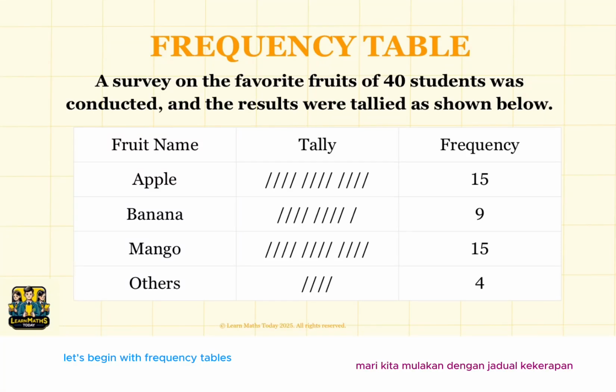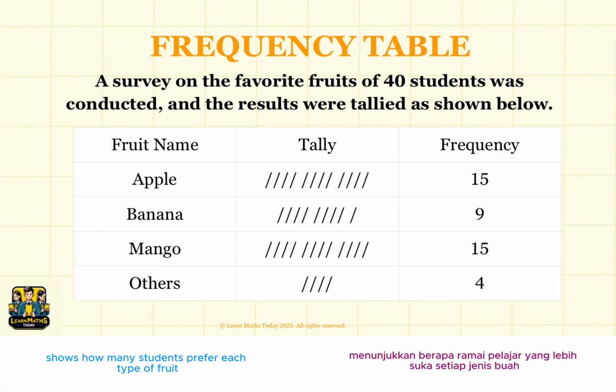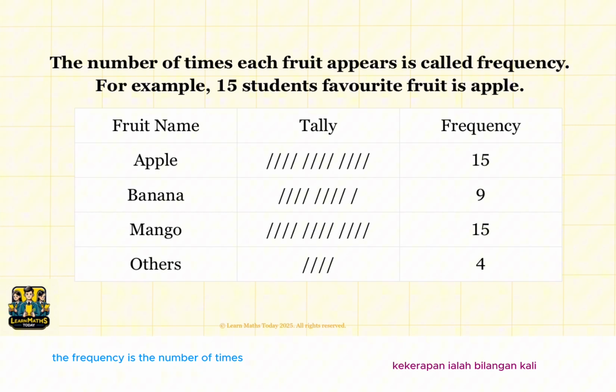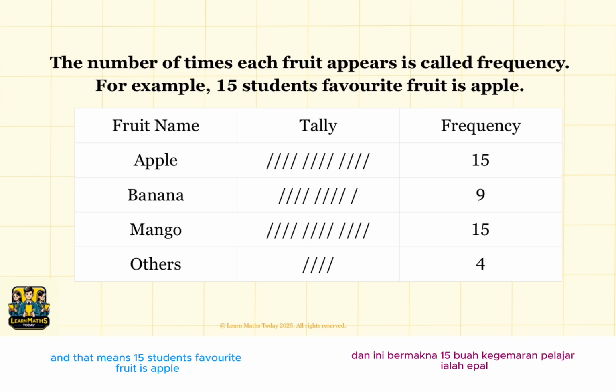Let's begin with frequency tables. This table shows how many students prefer each type of fruit. Each tally mark represents one vote. The frequency is the number of times that category appears. For example, since there are 15 tallies, the frequency is 15 and that means 15 students' favorite fruit is apple.